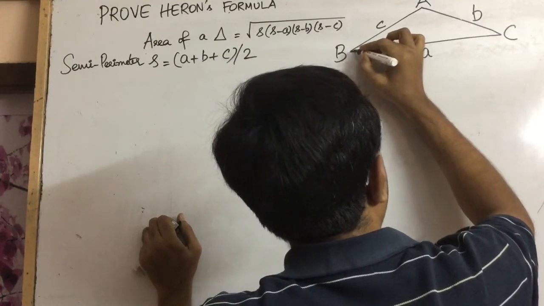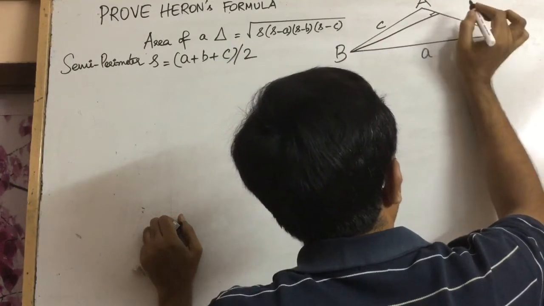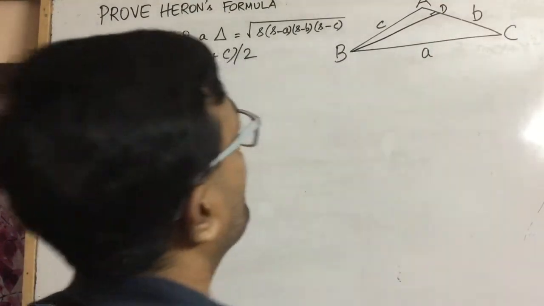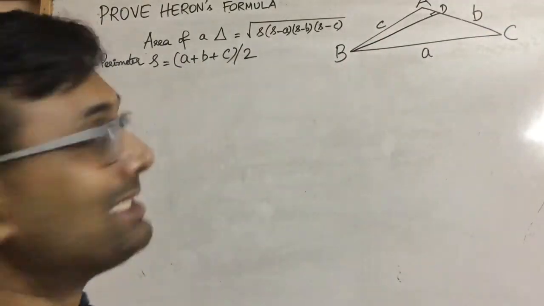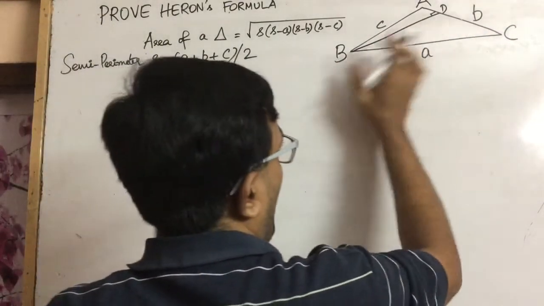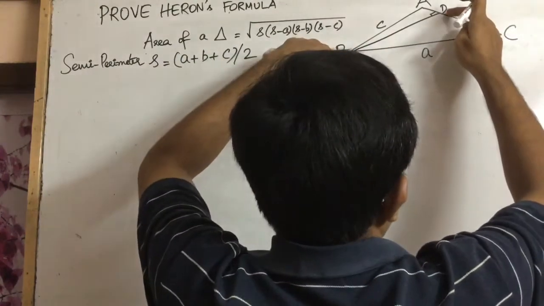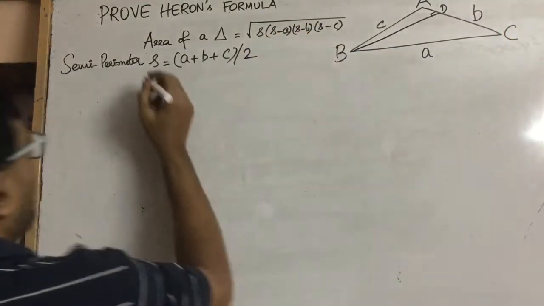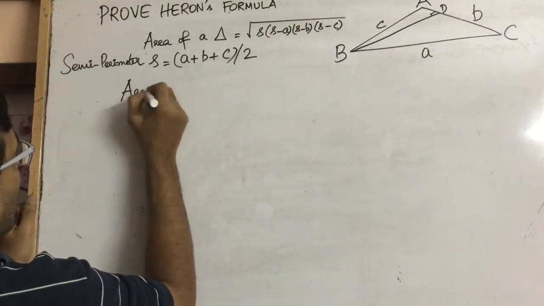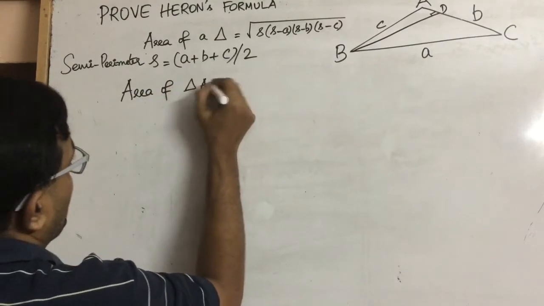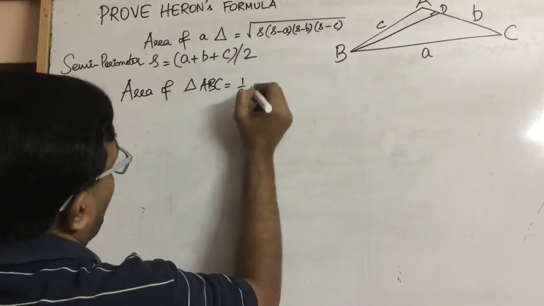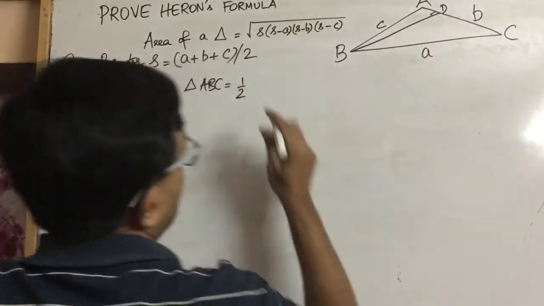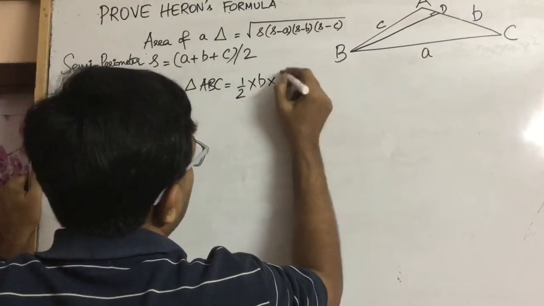The perpendicular. Let's call this point, say, D. Now, the area of triangle ABC can be expressed as half of the base, which is AC, times the perpendicular to that base, which is BD, so half of b times BD, right?